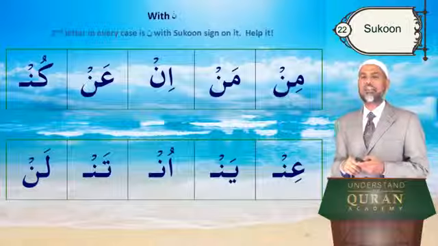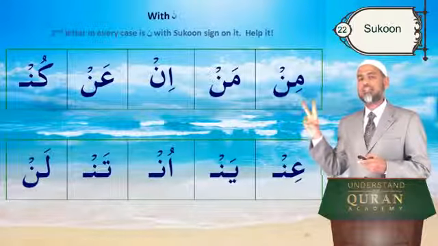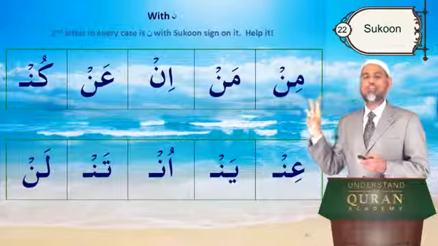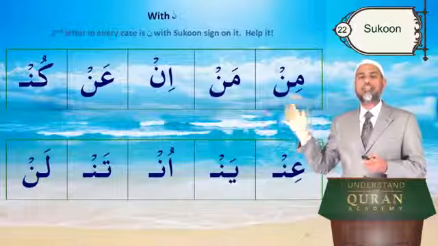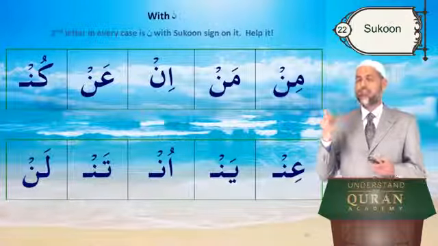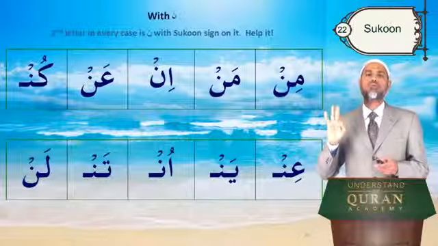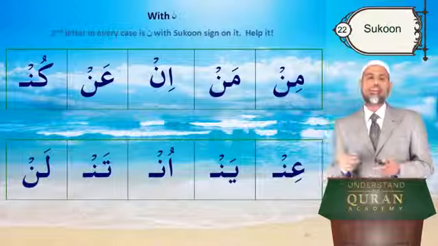Let's go to the second line now. Ain, yan, un, tan, lan. Very simple. I hope you don't find any problem. Those three, lam, mim, noon, are the most frequently occurring pairs with sukun on the second letters.